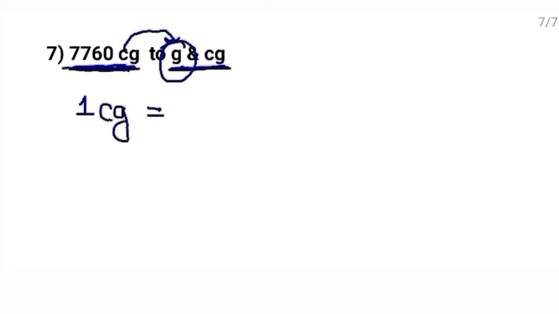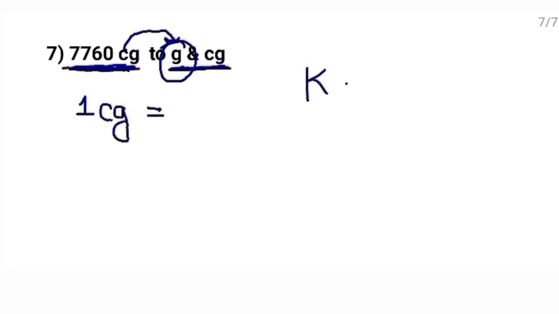Now let's do one more part. Convert the 7760 centigram to the gram and centigram. When you have to change into 2 units, you check the first unit, gram. It means you will change centigram into gram. Clear? So to find the value of 7760 centigram in terms of gram, firstly you should know the value of 1 centigram in terms of gram.